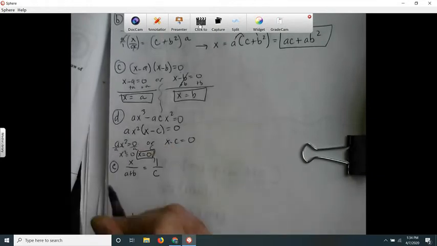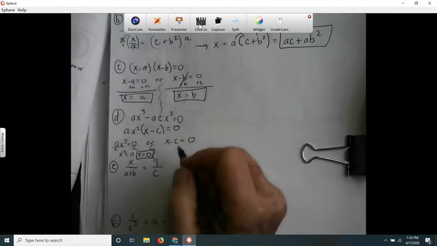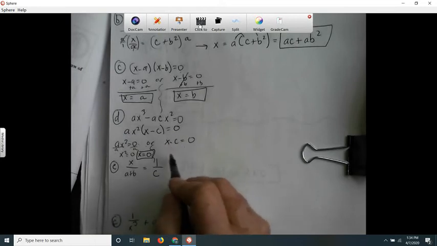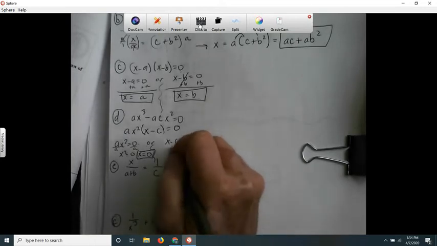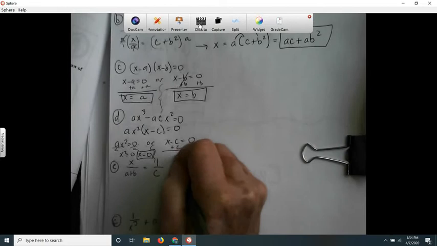Because if I take the square root of both sides, the square root of x squared is x, and the square root of 0 is 0. This one, I don't know if you can just look at it and see that the answer is going to be c. x equals c.